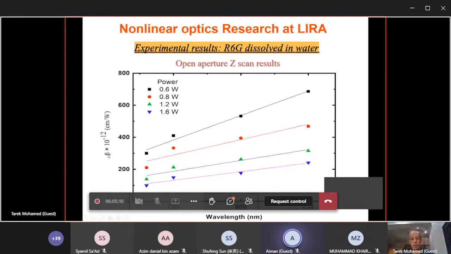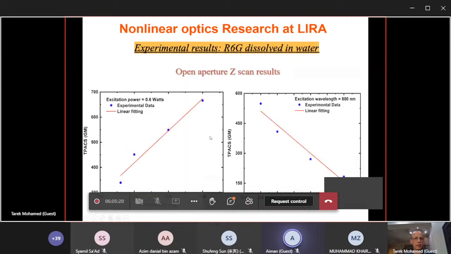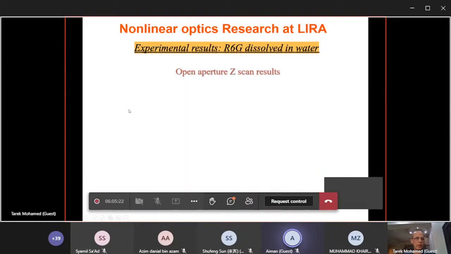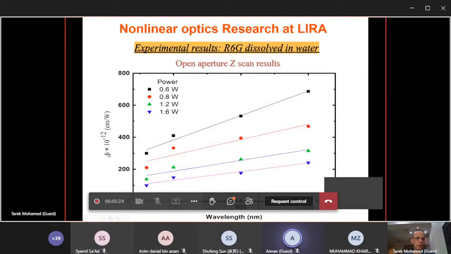This is the nonlinear absorption coefficient as a function of the wavelengths. We can see here it is increasing with increasing wavelength at different excitation powers. And here, from the nonlinear absorption coefficient, we could get the absorption cross-section.